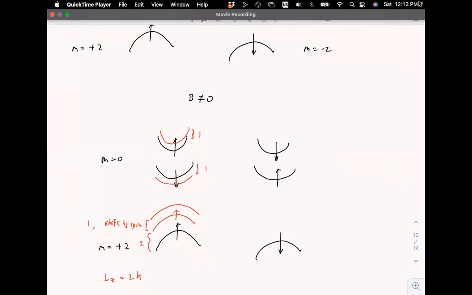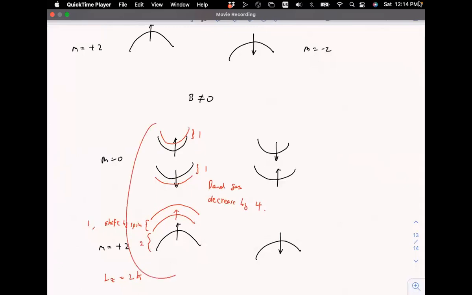So how's the band gap? The band gap decreases by 4. Okay, you get it? You have a 2 due to m equal to 2. You have 1 due to the spin with the g factor 2. This goes down, then you go down 1. So the band gap decreases by 4.